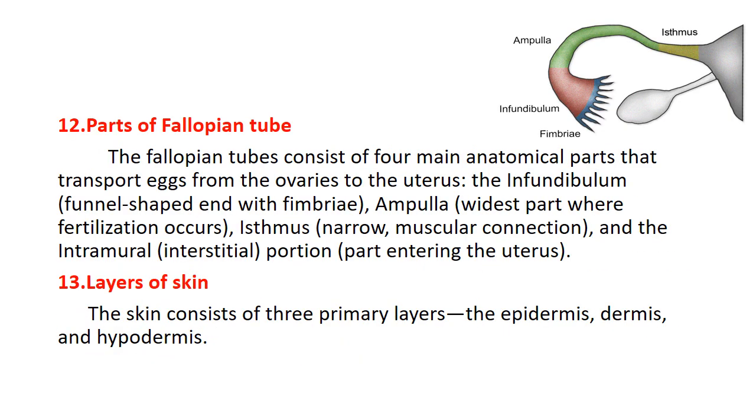Parts of the fallopian tube. You can see in the diagram the isthmus, ampulla, infundibulum and fimbriae. The fallopian tube consists of 4 main anatomical parts that transport the egg from the ovaries to the uterus. The infundibulum is a funnel-shaped end with the fimbriae, and the ampulla is the widest part where fertilization occurs. The isthmus is a narrow and muscular connection, and the intramural, that is the interstitial portion, enters the uterus.